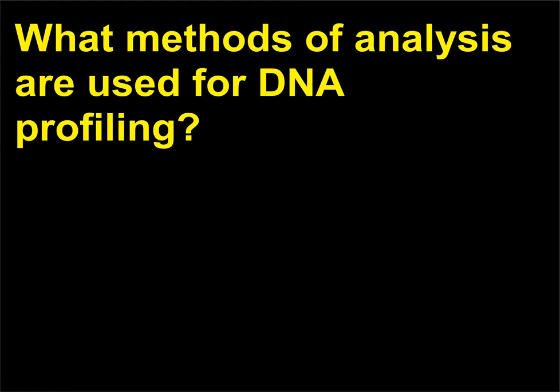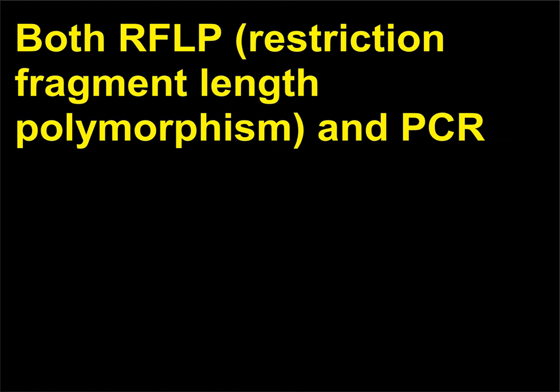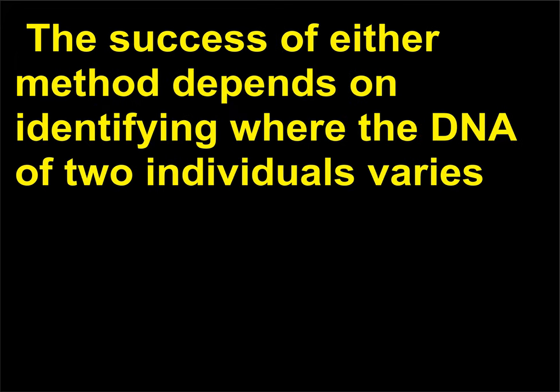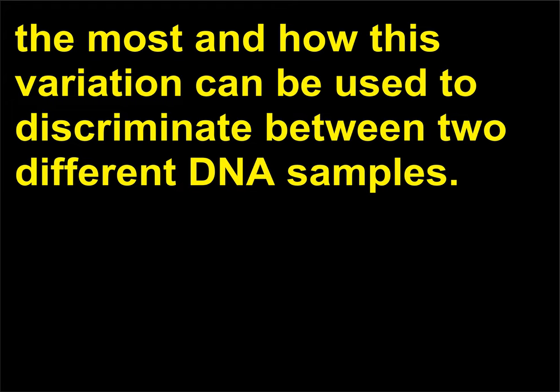What methods of analysis are used for DNA profiling? Both RFLP, restriction fragment length polymorphism, and PCR, polymerase chain reaction, techniques can be used for DNA profiling. The success of either method depends on identifying where the DNA of two individuals varies the most and how this variation can be used to discriminate between two different DNA samples.